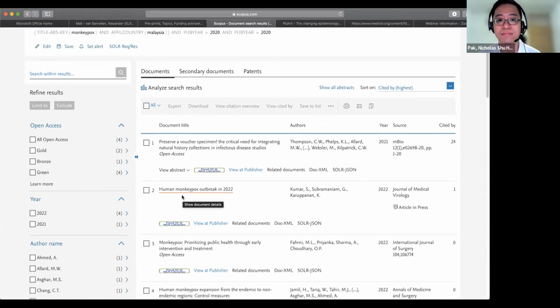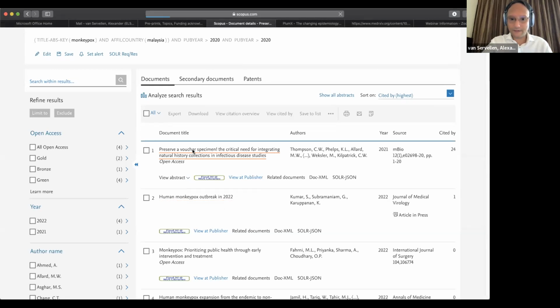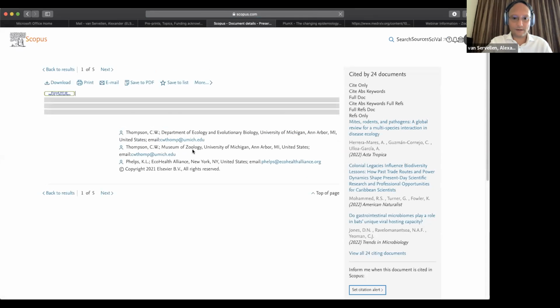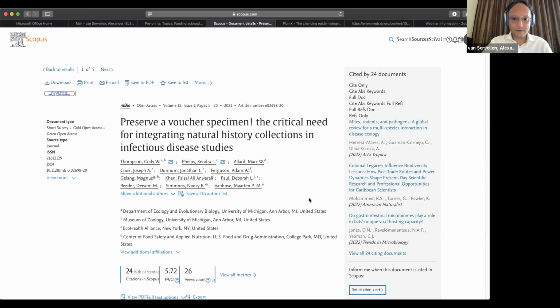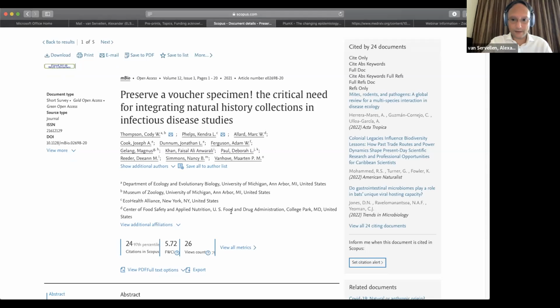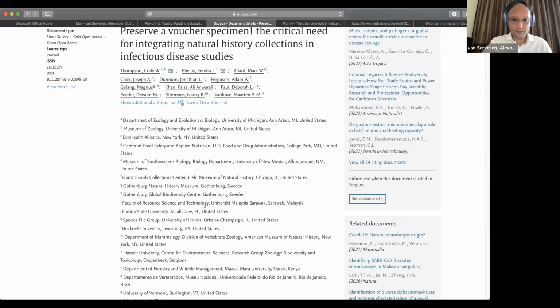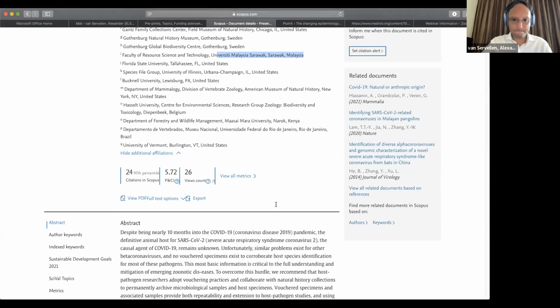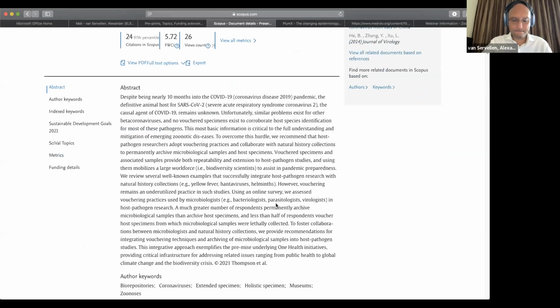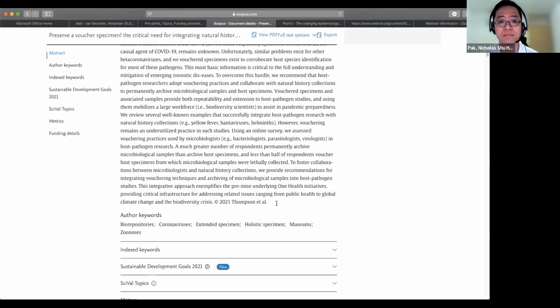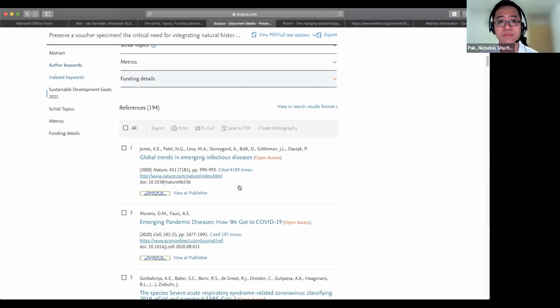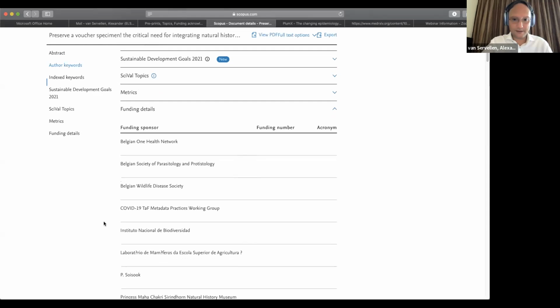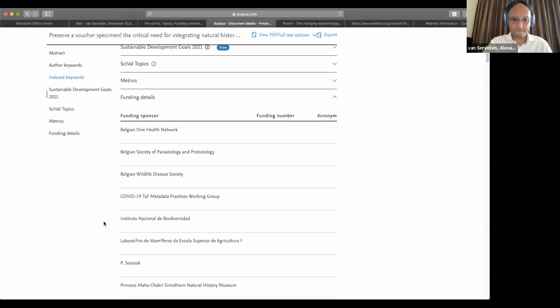Oh, this paper is highly cited. So what can we see about this paper? There is at least one Malaysian author that's collaborated with others. So I think that will be under I, Unimas. Yeah, there we go. Funding details. So you can see that this paper was funded by more than one funder.